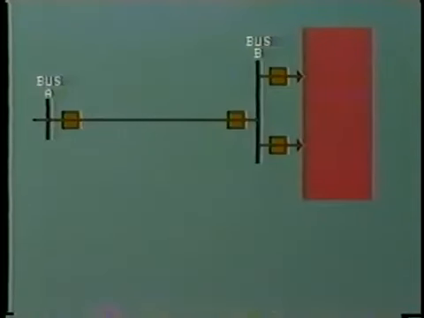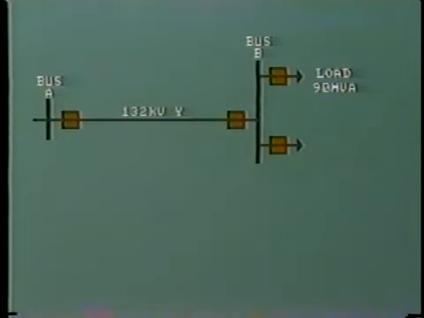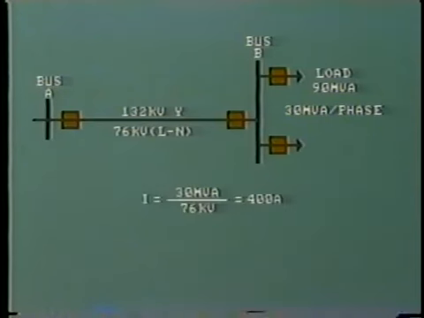But we have not yet considered the impedance of the load. Where does this fit into the picture? Let's take an example. Here we have our same 132 kilovolt line feeding a 90 MVA load on the B bus. That is 76 kV line to neutral and 30 MVA per phase.